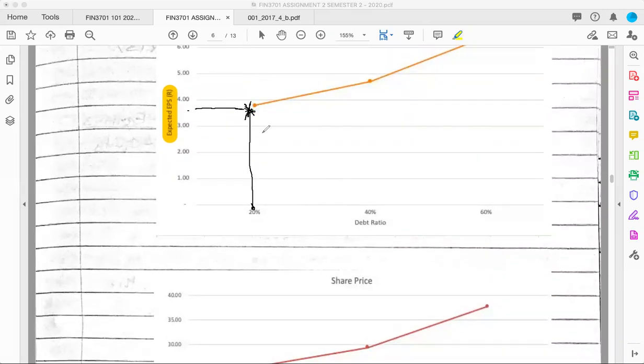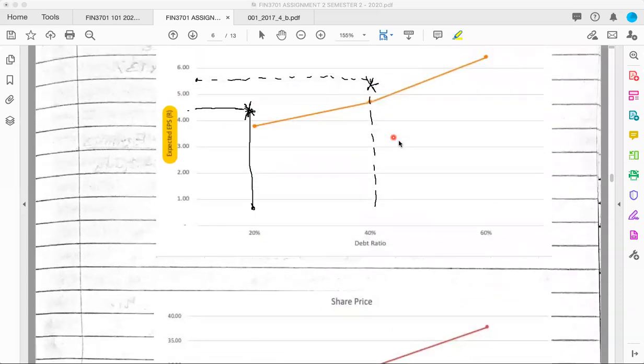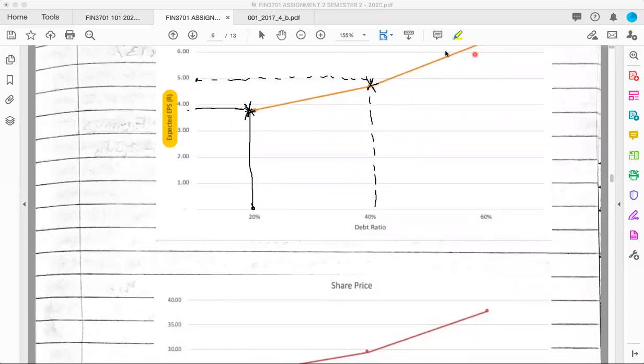You would go to 4.70, which is somewhere there, then you move across, and then 40% debt, which is somewhere there, then you would put an X. And then lastly, it's 60% debt corresponding with 6.41. So 6.41 is a bit higher. It's not up on the screen now, but you would go to wherever 6.41 is. And here we have 60% debt.